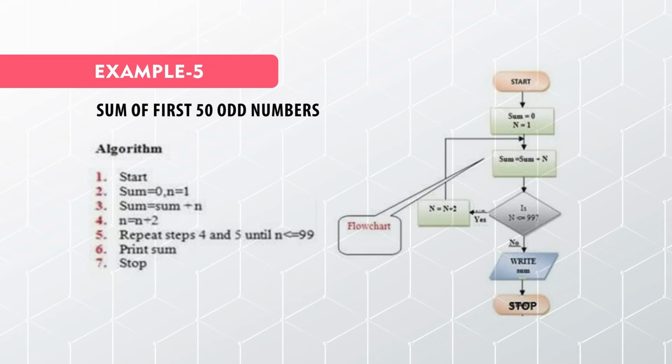Now again it will go, that is sum is equal to sum plus 5, and a new number will be generated, and this number 5 is less than 99, then again 5 plus 2, that is 7, is added, and a new sum will be generated. So, 1 plus 3 plus 5 plus 7 plus 9 plus 11, this is how it will go on, and the moment it becomes 99, it will write the entire result as sum. So, this is one of the solutions.